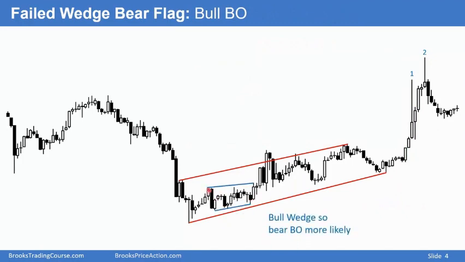Here's a small wedge, 3 pushes up, 1, 2, and 3. A wedge bull channel, a wedge rally. You have to be thinking bear flag, and we get a bull breakout. You have to expect 2 legs up, 1, pullback, 2.